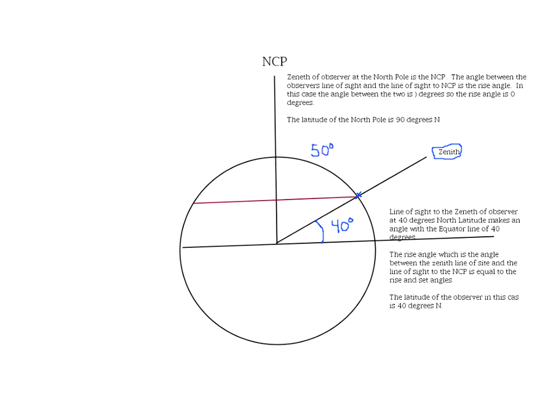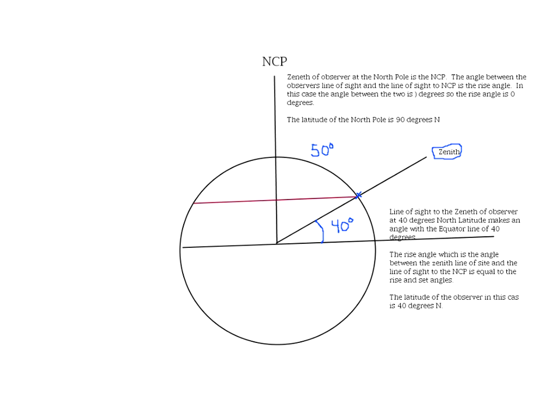And that's the angle between the line of sight to the zenith of one observer as compared to the line of sight to the North Celestial Pole of somebody who is at the North Pole. That gives you your rise angle.